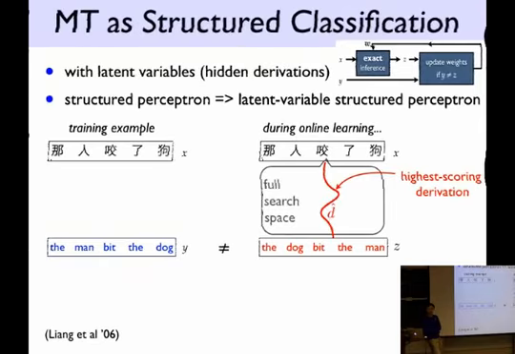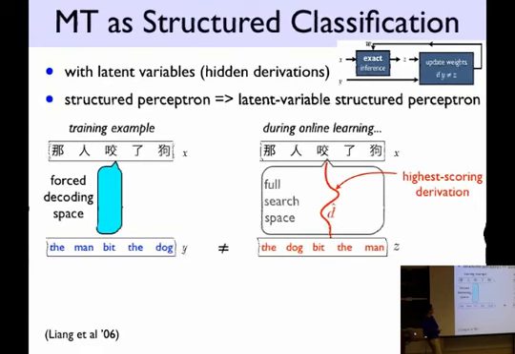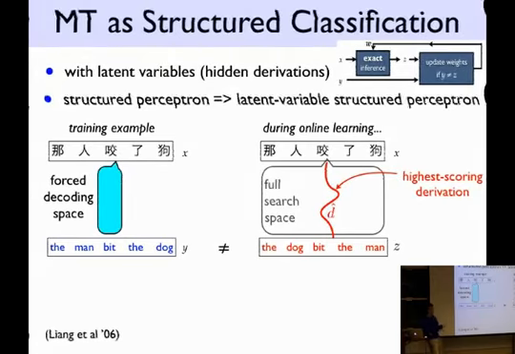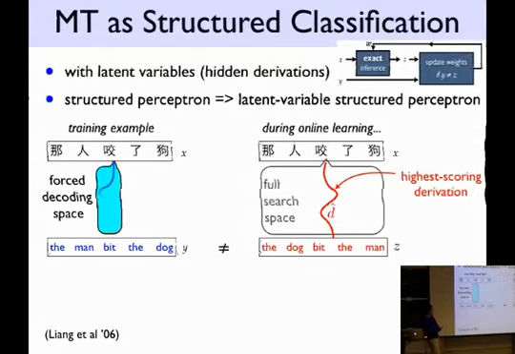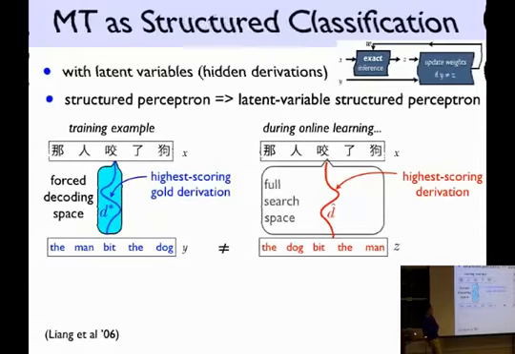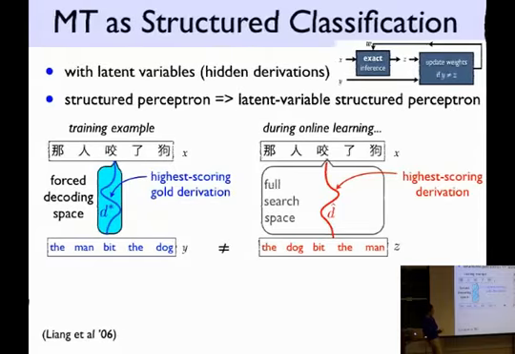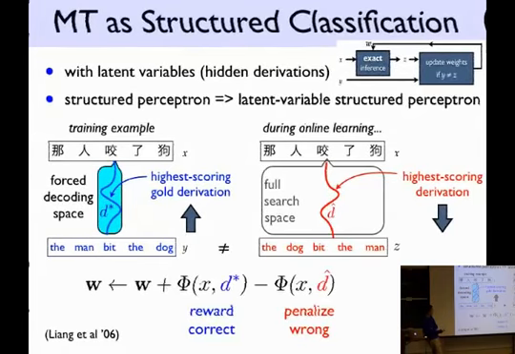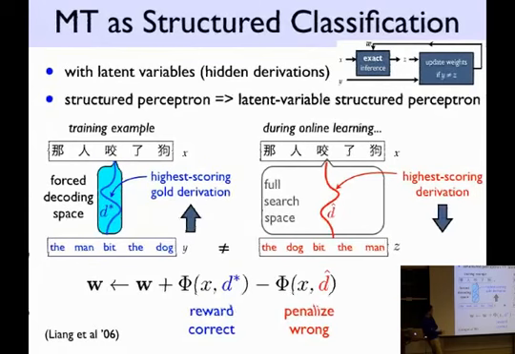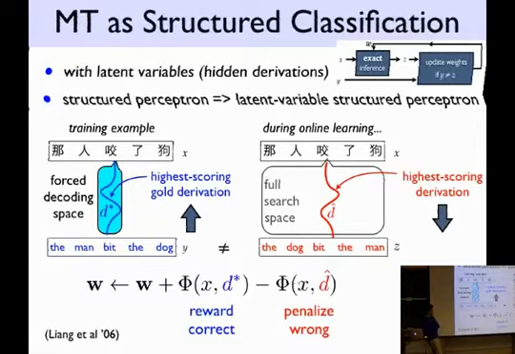So what do you want to do? You have to do something called forced decoding, which is the space where every single derivation will lead to the correct output. So it's a constrained version of the decoding. This is a very small subset of the full search space. The full search space is unconstrained. That's why you can have wrong translations. But among these correct ones, you use your current model to pick the highest scoring good derivation. And then you can do an update between the two. You want to promote this, make this score higher, and make this wrong one score lower. So that's your update. Reward the correct and penalize the wrong. That's very easy. That is actually previous work from the previous paper.